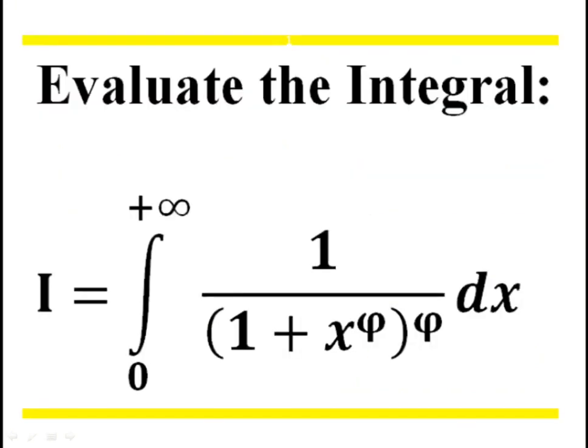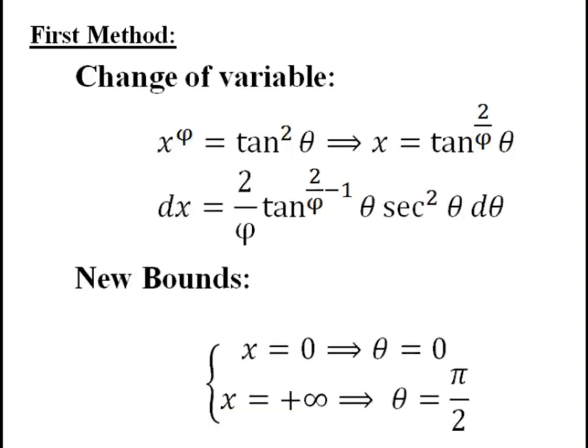Today we will evaluate the integral I involving the golden ratio, where I equals 2 times the integral from 0 to plus infinity of 1 over (1 plus x to the power 5) all to the power 5 dx. We will use three different methods to integrate I.